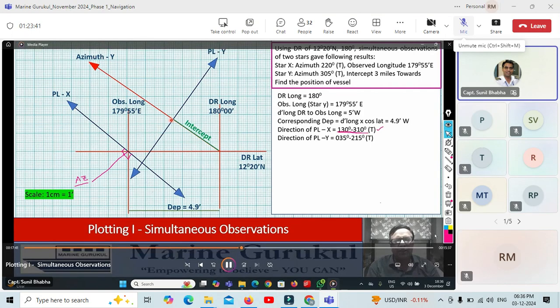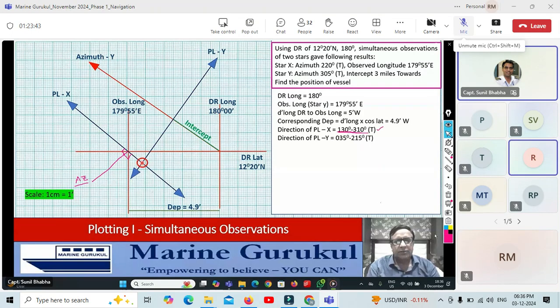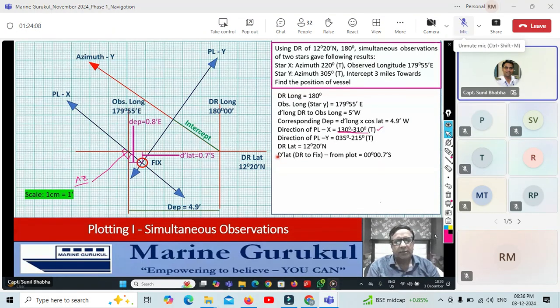Since both the PLs are for the same time, this is where the fix is. We read off the D lat for the fix from the DR lat, which is 0.7 minutes south. Likewise, we also read off departure, which is 0.8 minutes east of the observed long. Using this D lat and departure, we come on this side. We have the DR lat, we know the D lat of the fix from the DR lat, and we get the latitude of the fix as 12 degrees 19.3 minutes north.